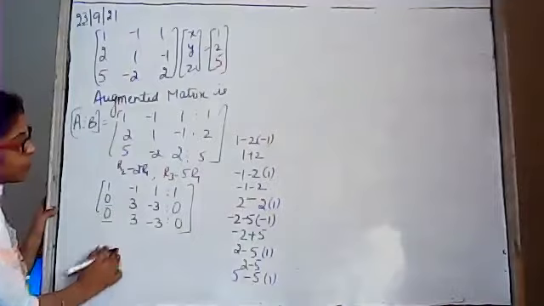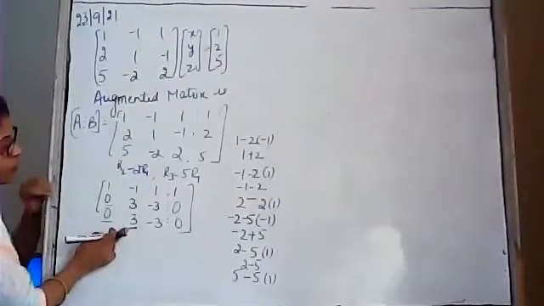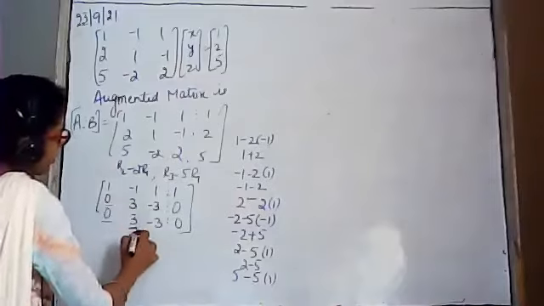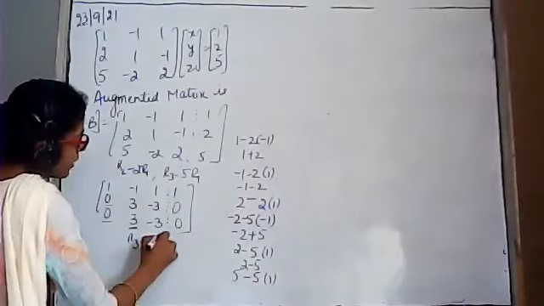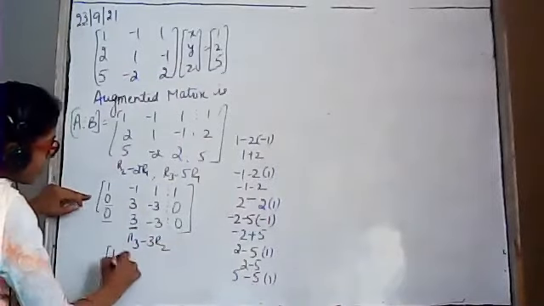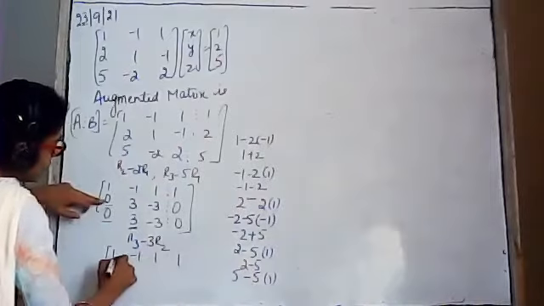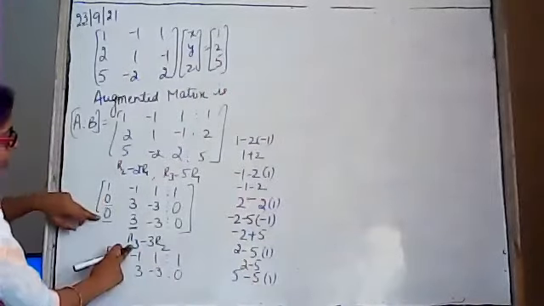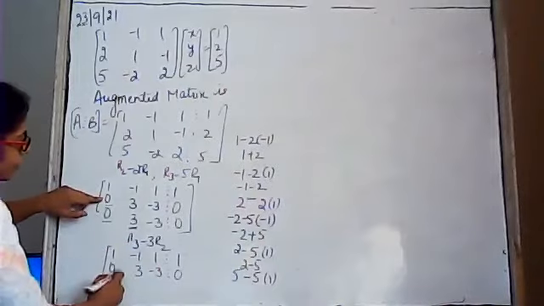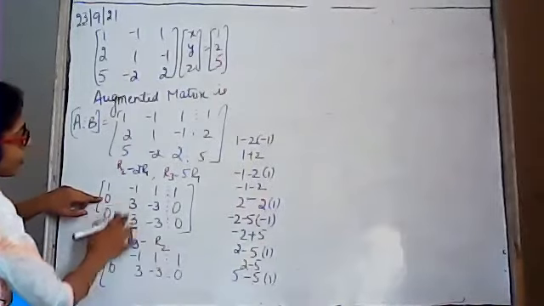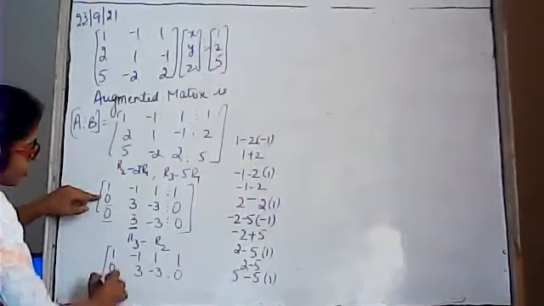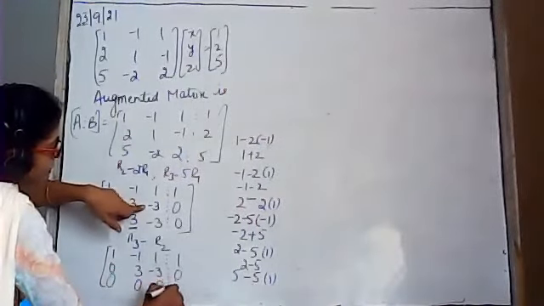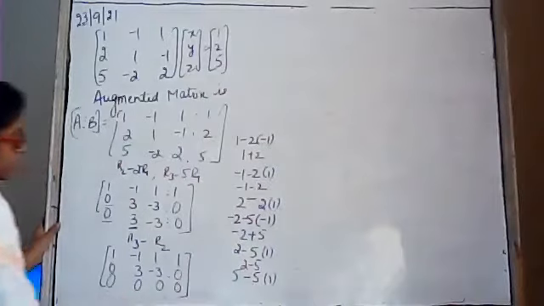Now these two elements are 0. We are to make this element 0. For making this element 0, we take row number 2, so the operation will be R3 minus 3 times R2. So 1 minus 1 1, 0 3 minus 3 and 0. R3 minus 3 times R2: 3 minus 3 is 0, minus 3 plus 3 will be 0 and 0 minus 0 will be 0.